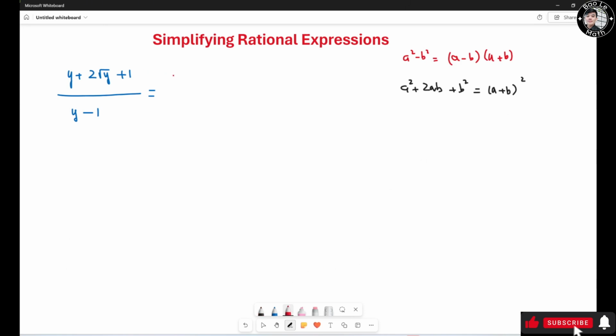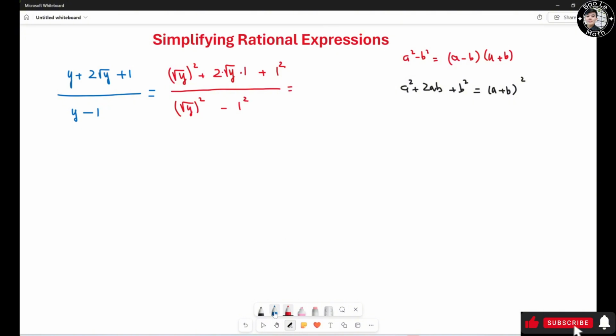So I can write y as square root of y squared, plus 2 times root y times 1. I can write it like this because it's the same thing. Plus, I can write 1 as 1 squared. The denominator y can be written as square root of y altogether squared, minus 1 written as 1 squared.